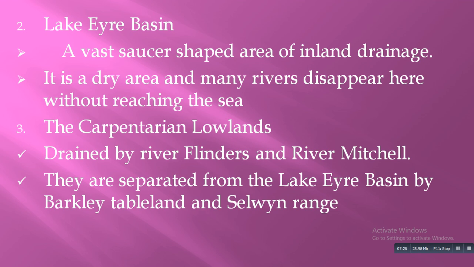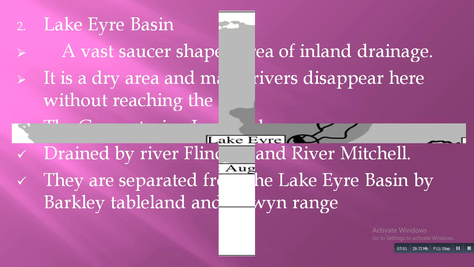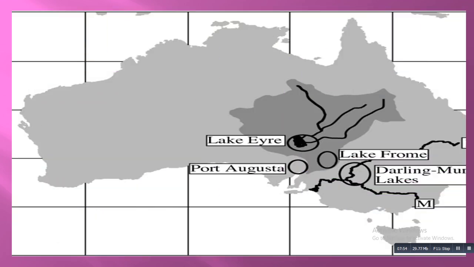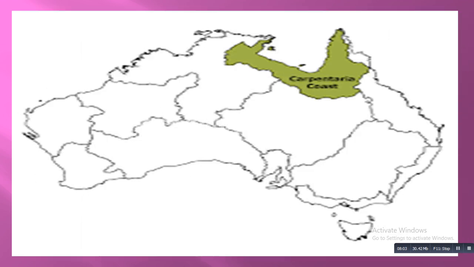Third one, the Carpentarian lowlands, drained by river Flinders and river Mitchell. They are separated from the Lake Eyre Basin by Barkly Tableland and Selwyn Range. So here is the picture of Lake Eyre Basin as given. It's located in the southeast central side. Next, the Carpentarian lowlands are shown in the northern side, northeast side of Australia.